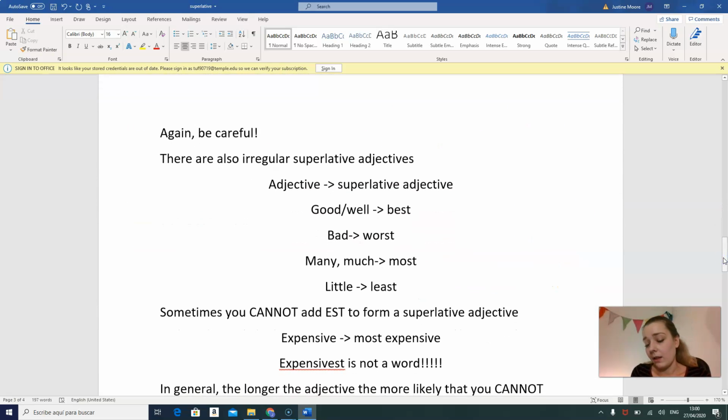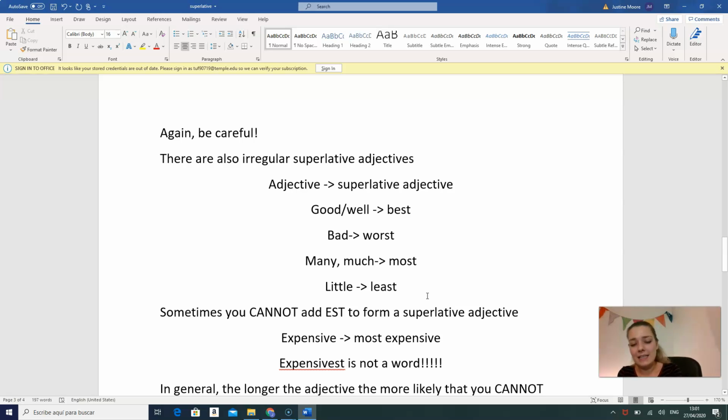So just like with comparative adjectives, there are also irregular superlative adjectives. So good becomes best. So Justine is good at cooking, but Jake is the best. The best. Number one. Just like best is number one, bad becomes worst. Worst is the very last. So the worst, Jane is the worst cook in her family. She is the worst. Many, much becomes most. Little becomes least.